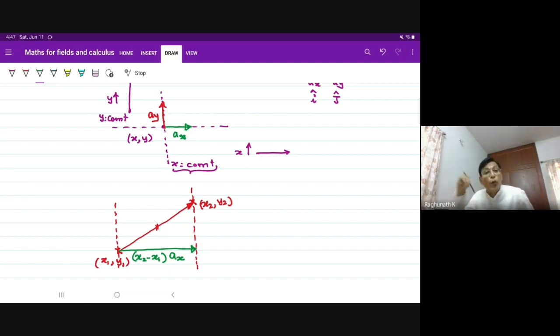But if x1 is equal to 1 and x2 is equal to minus 4, then it is minus 5 units. I know that it is going from 1 to minus 4. I will get that if this x2 minus x1 is positive, this x component is to the right. We know because we discussed it. If you multiply a vector with minus 1, its direction exactly reverses, keeping the magnitude the same.